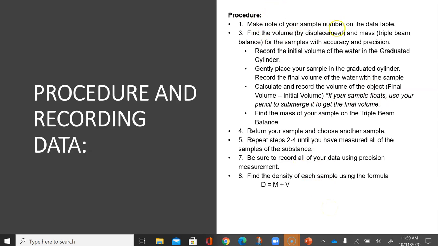So procedure, you're going to make note of your sample number on the data table. And for you virtual students, you're going to be recording the initial volume based on what you see on the picture. Obviously the sample is going to be put in the graduated cylinder for you. You're going to record the final volume of the object on your data table, and then find the mass. Again, you're going to be reading that from the picture. And then you're going to return your sample and choose another sample, and repeat steps 2 through 4 until you have measured all of the samples of the substance and record your data using precision measurement. And then find the density.